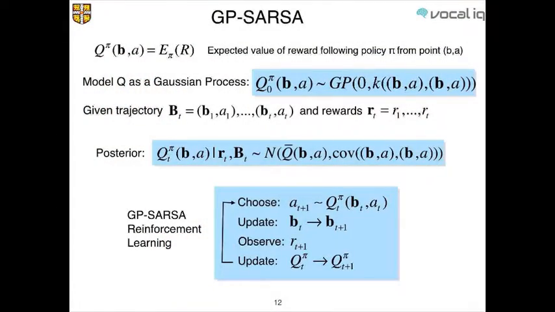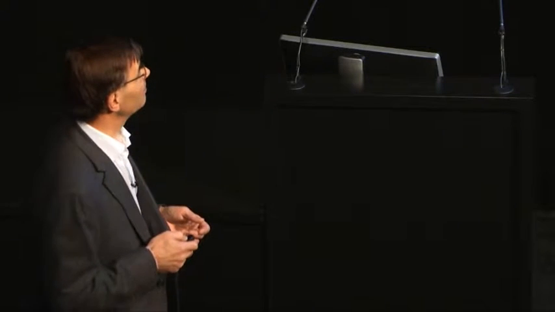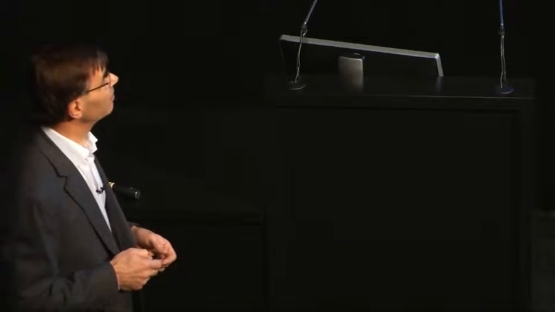And if you put this in a kind of learning loop, you get something which is equivalent to the original SARSA algorithm for reinforcement learning. Again, not going into the details, but the basic idea is you have your current estimate of the Q function as determined by the GP process. You take an action, you update the belief state to the next belief state, you observe the reward, and then you update the Q function, you go round and round the loop, and you can show this actually converges on the optimal policy.